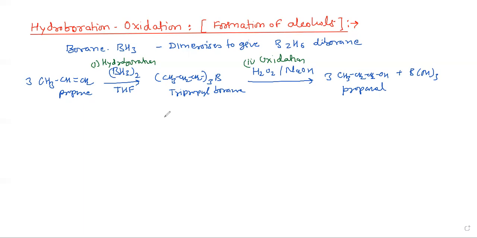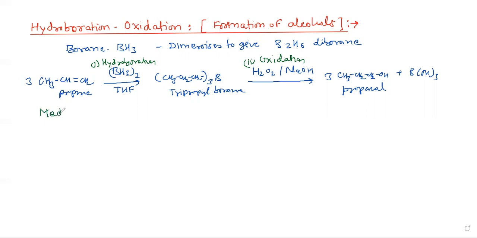And here, this is actually an indirect method for the hydration of alkenes. That is, overall, there is addition of a water molecule across the alkene. It is observed in this reaction. Okay, we will see the mechanism for this reaction.